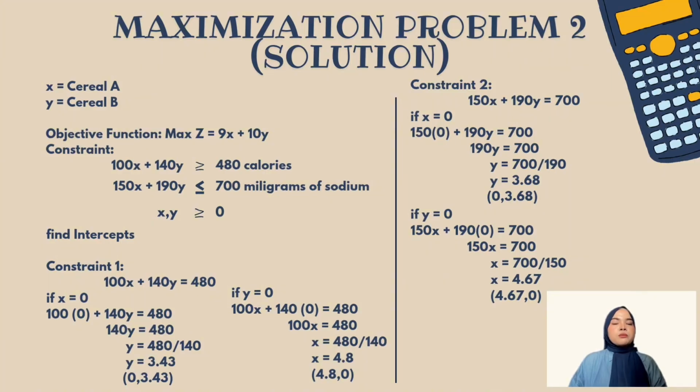So now we move to the important step, which is determine corner and intersection point. We find that when x equal to 0, substitute in the first constraint and solve it, we will get the value of x is 0 and y is 3.43. Then when we substitute y equal to 0 in the first constraint, we will get x equal to 4.8 and y equal to 0. The same steps we use in constraint 2, which is substitute x equal to 0, we will get x equal to 0 and y equal to 3.68. If substitute y equal to 0, we will have x equal to 4.67 and y equal to 0.